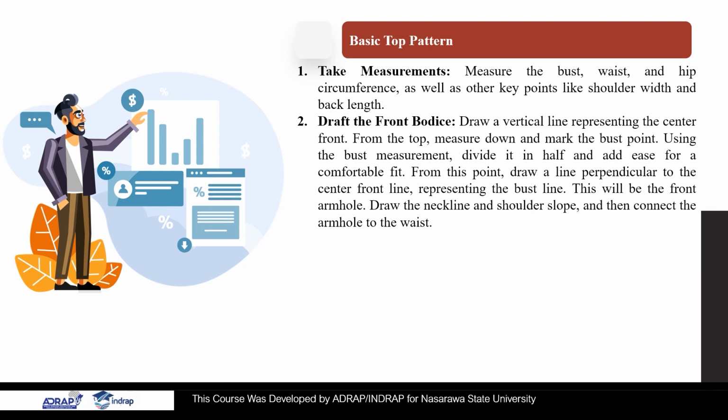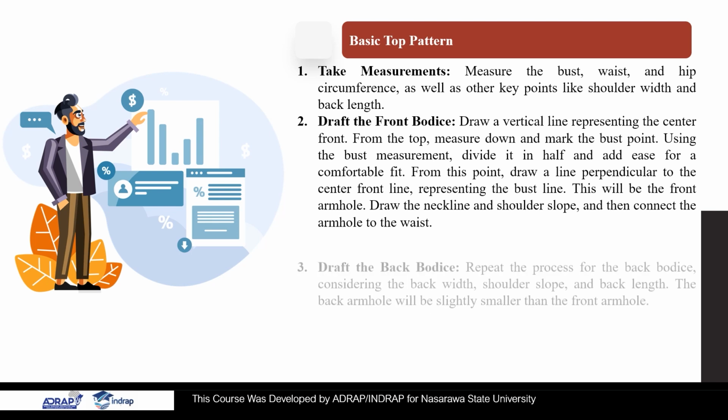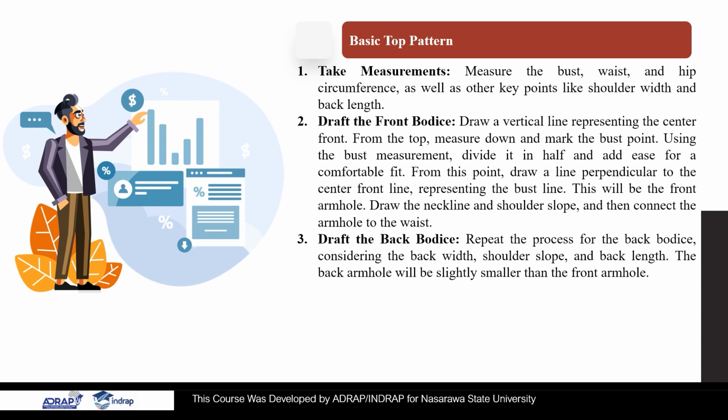From this point, draw a line perpendicular to the center front line, representing the bust line. This will be the front armhole. Draw the neckline and shoulder slope, and then connect the armhole to the waist. Draft the back bodice. Repeat the process for the back bodice, considering the back width, shoulder slope, and back length. The back armhole will be slightly smaller than the front armhole.